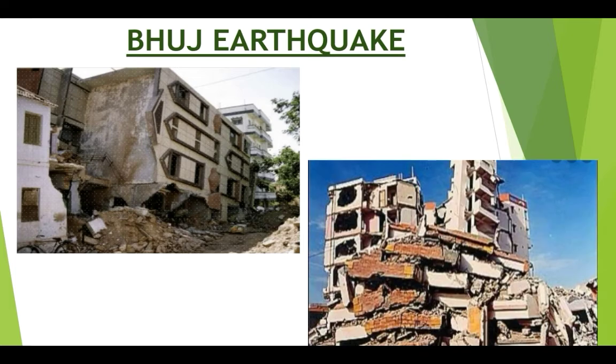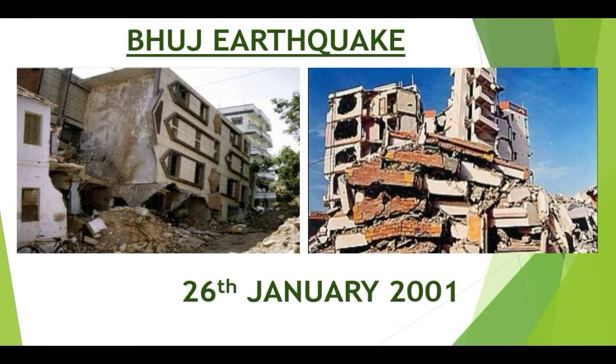Now we will read about the Bhuj earthquake. On 26th of January 2001, when India was celebrating its 52nd Republic Day, an earthquake of magnitude 7.6 hit the area of Bhuj. Its effect was felt till the capital city of New Delhi, northern and central India, Pakistan and Afghanistan. But the state of Gujarat got worst affected.